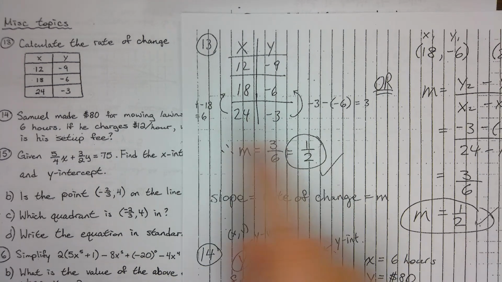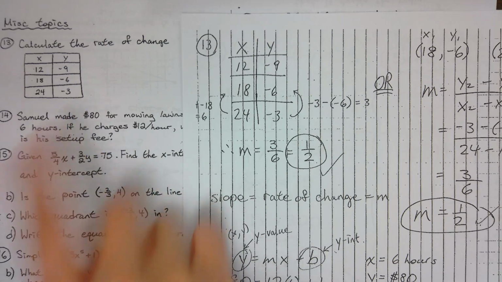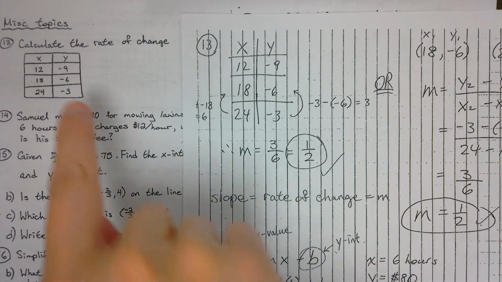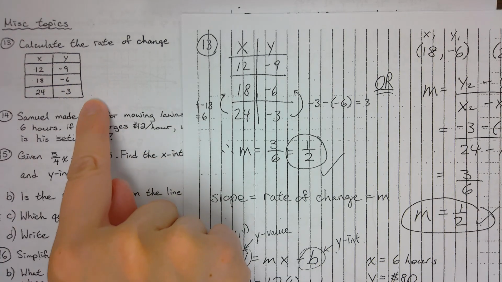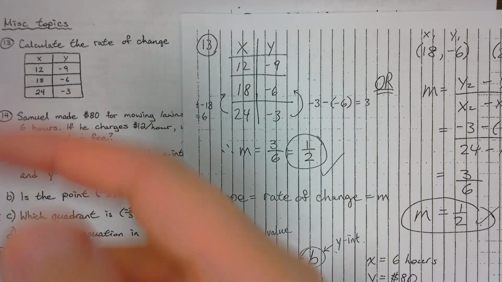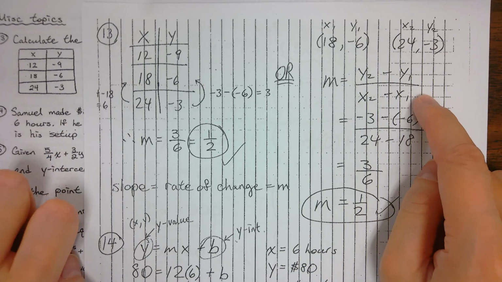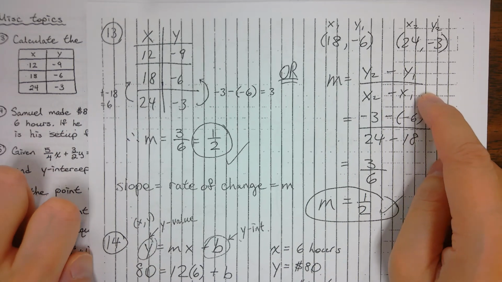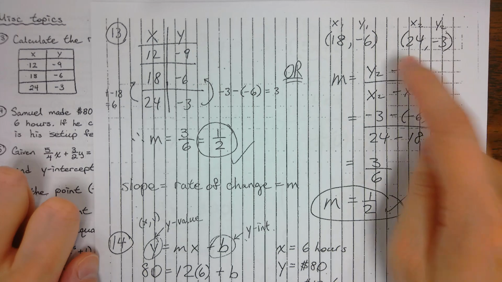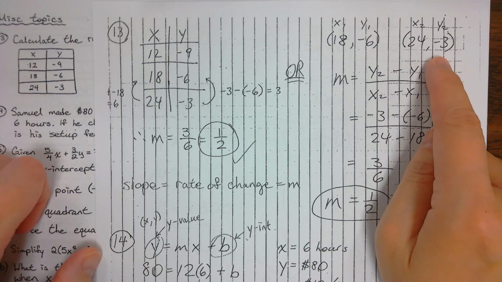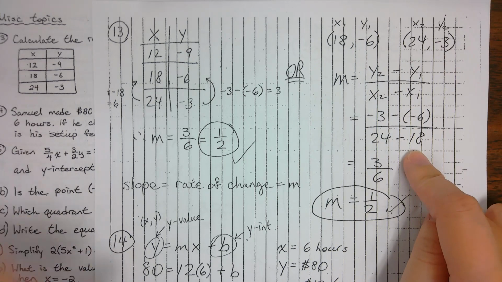Another way you can do this, how many points are you given in this table? How many points? Okay, take a look at the table. 3 points, right? So if I want to use this formula, how many points do I need? 2, right? So I can choose any of these 3 choices. I can rewrite this as coordinates, and then I can use this equation.